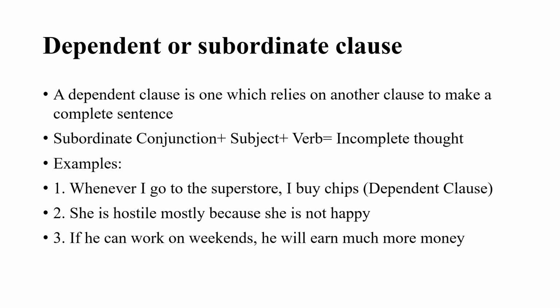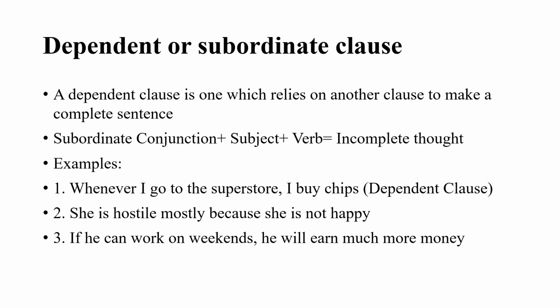Here we have a few examples. Let's read one by one in detail. Whenever I go to the superstore, I buy chips. So in this sentence, we have two clauses. Whenever I go to the superstore, this is the dependent clause because it is not conveying a complete understanding or meaning until or unless we read another clause, which is I buy chips. So whenever I go to the superstore, this is a dependent clause, or we can say this is a subordinate clause.